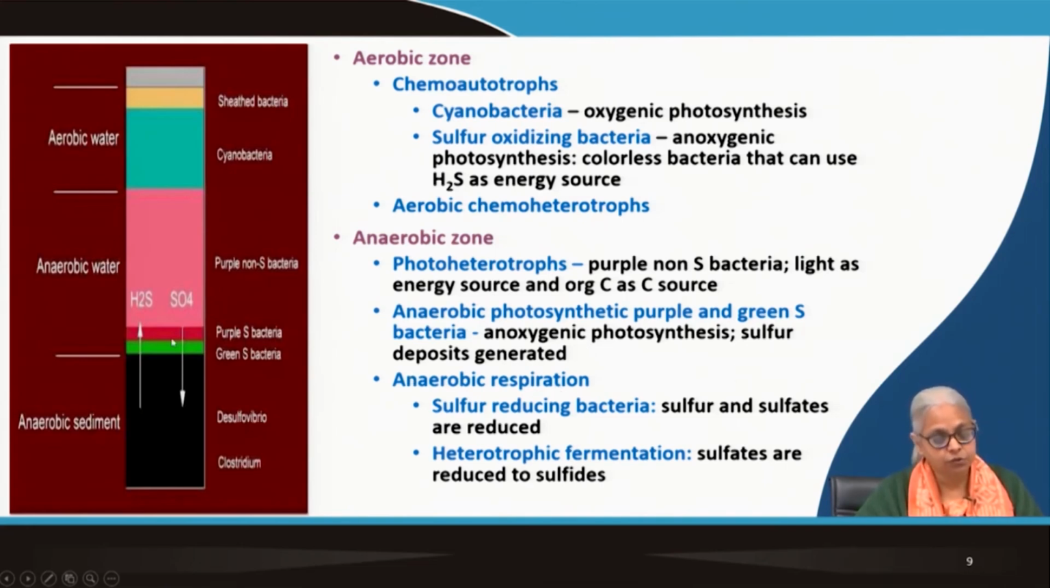Sulfur is deposited over here. Remember, elemental sulfur will precipitate and get deposited. This elemental sulfur will be reduced further. You get reduction of elemental sulfur and sulfates by sulfur reducing bacteria, and you get heterotrophic fermentation where sulfates are reduced to sulfides, and these sulfides, because they are in gaseous form, will come upwards in the column.